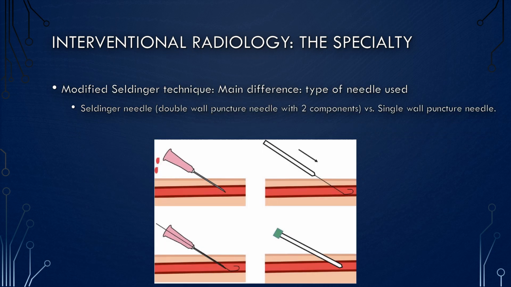A modified Seldinger technique involves slight modification, so you wouldn't go through and through both the anterior and posterior walls of the vessel. You would just go through the anterior wall and then insert your wire and then remove the needle and then insert the catheter over the wire.